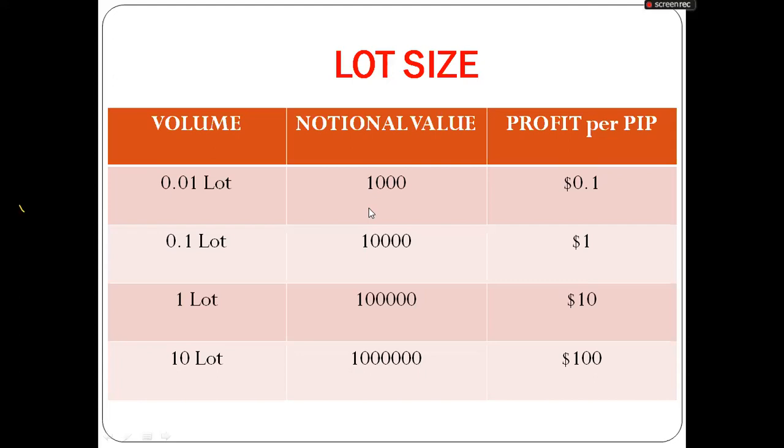Please take note. Once you place a trade and your lot size is 0.01, just know that you are buying or selling 1,000 units of that asset or currency pair that you are trading. Always know that you're buying 1,000 or selling 1,000 units.